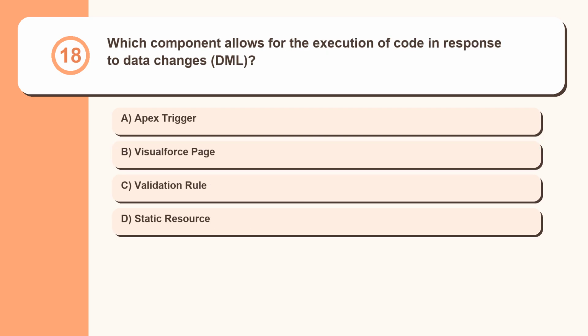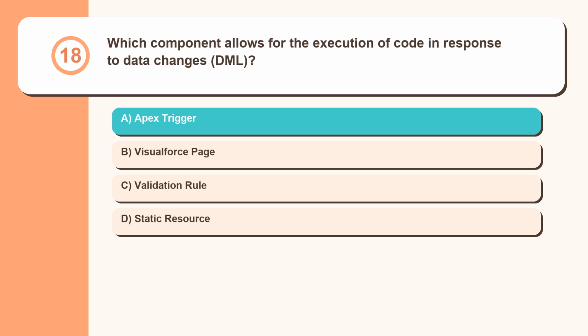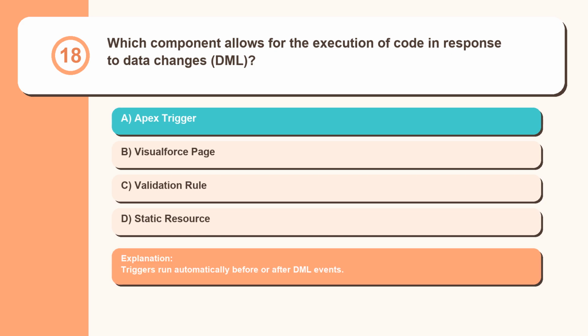Question 18. Which component allows for the execution of code in response to data changes? DML. Apex trigger. Visualforce page. Validation rule. Static resource. Triggers run automatically before or after DML events.